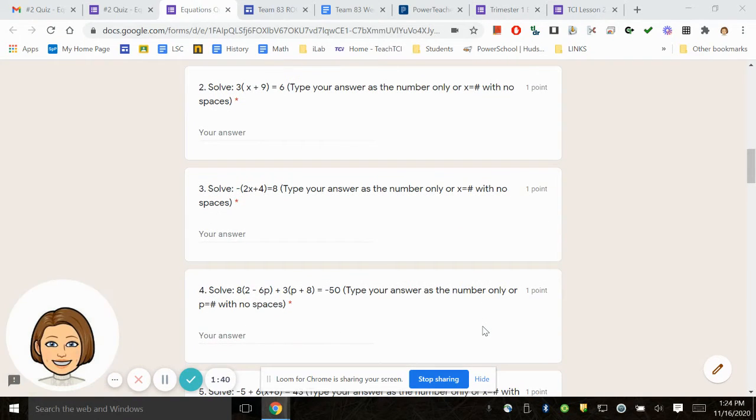Number 2, I see distributive property to start. 3 times the quantity of x plus 9 equals 6. Do not forget to distribute the 3 to everything in parentheses. When you distribute, you are multiplying. Make sure when you write your answer, you say x equals the number, your answer.